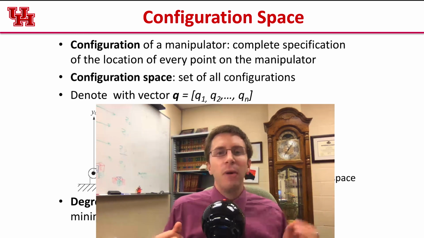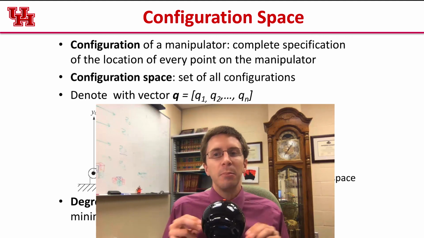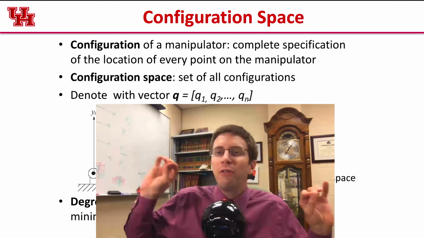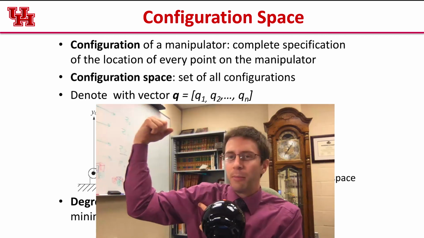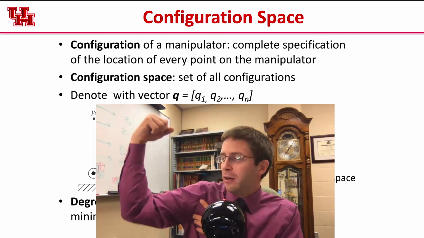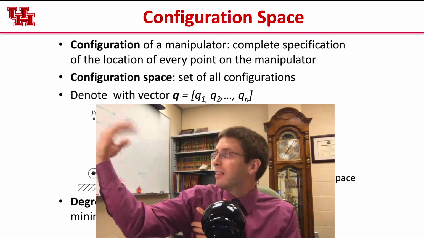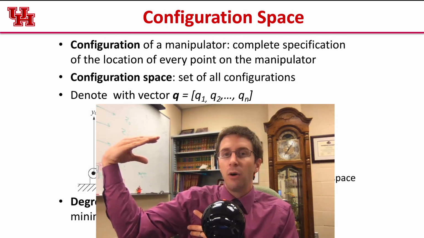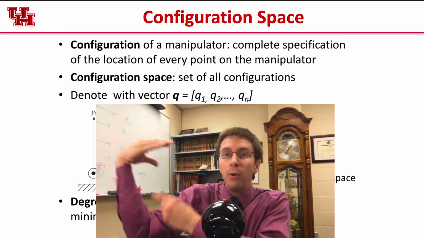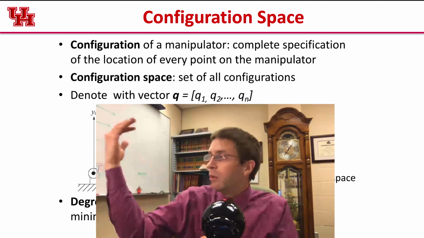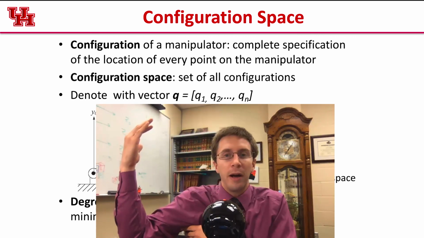If I tell you I want the configuration of your robot arm, what I'm asking for is a complete specification of the location of every point on your robot arm. So if we think about my arm right here, if we say this is a robot, there's a degree of freedom. We can move this joint, we can move this joint, and the wrist joint. And so if I told you what angle the shoulder, the elbow, and the wrist is, then you would know where the rest of my arm is. That would be a complete specification of this robot here.